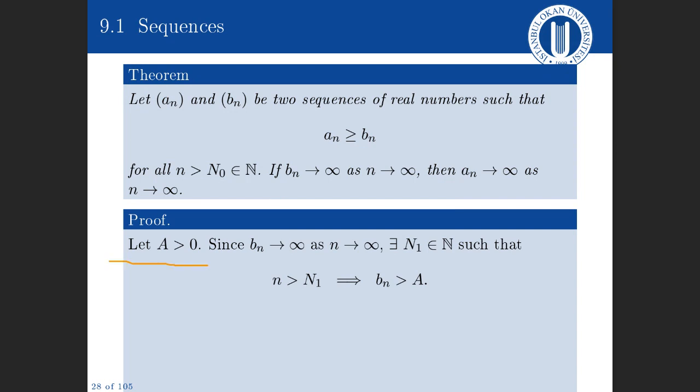If we do a question about limits, tending to infinite limits, what's the first part of our proof going to be? It's always going to be let A greater than 0. So let's write that first.